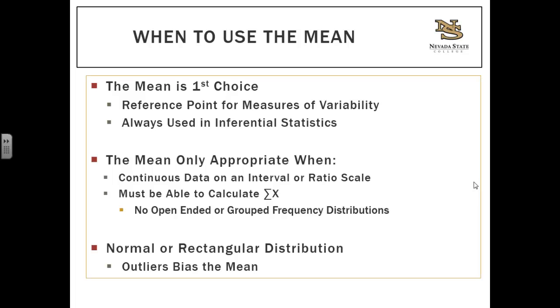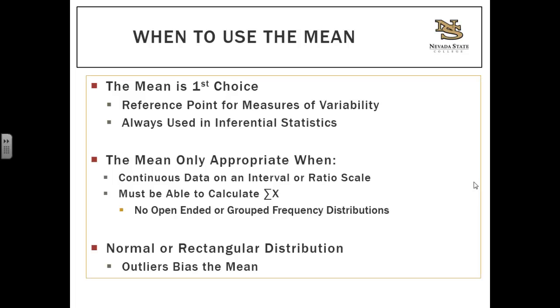So you can't use the mean when you have an open-ended distribution. For example, if I asked you how many semesters you've been at NSC on a scale of 1 to 5, 1 would be 1, 2 would be 2, 3 would be 3 semesters, 4 would be 4 semesters, and then 5 would be 5 plus. That's an open-ended distribution. We don't have access to all of our data because who knows what 5 plus entails. So you can't calculate the sum of x to get the mean.